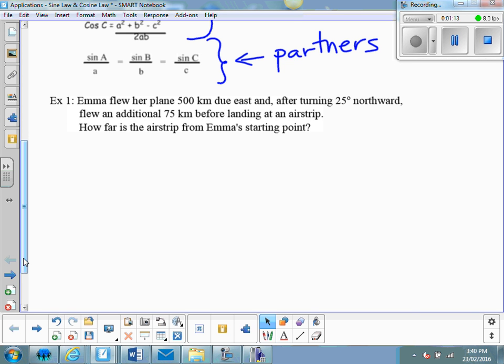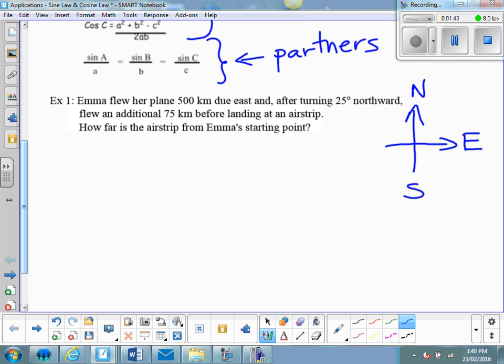So in this question here, Emma flew her plane 500 kilometers due east, and then after turning 25 degrees northward, flew an additional 75 kilometers before landing at an airstrip. So when we're given directions like that, we need to remember that it's north, south, east, and west.